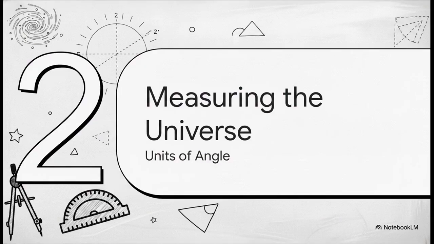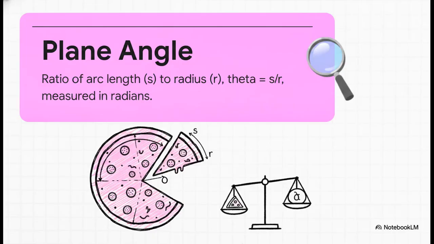Moving right along to Section 2, Measuring the Math Universe. So our algebra is locked in. Let's step into geometry. Before we can calculate anything with triangles, we need to understand the basic units of the universe we're operating in. Instead of memorizing a boring, rigid formula, just think of measuring an angle in radians like measuring a pizza slice.